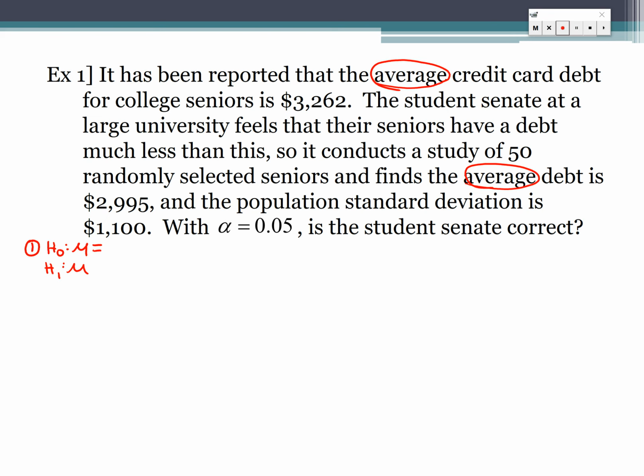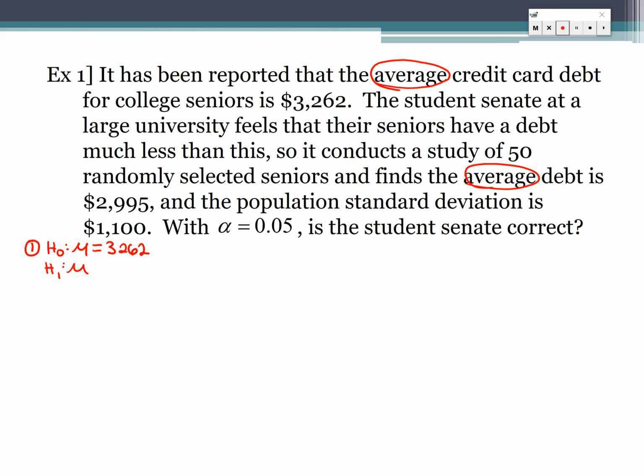And then I can help you from there fill in the rest of your symbols. Now, we're given a couple different numbers for the average. And so we want to know, though, if this original one that's been hypothesized, if that's something that we're going to support, or if the student senate is right and it's actually less than that. We are going to use that sample mean when we compute our test value, when we find that z-value.